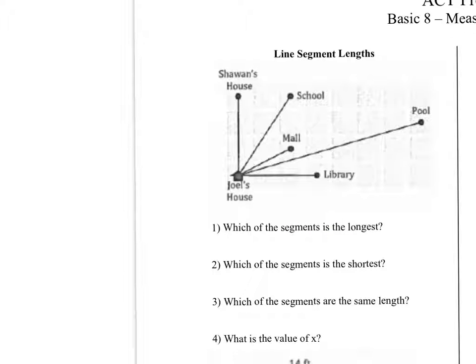Which segment is the longest? Well, I think that would be the segment to the pool. Which is the shortest? I would say that's to the mall. Which segments are the same length? Well, I would say that that would be Shawan's house and the library.